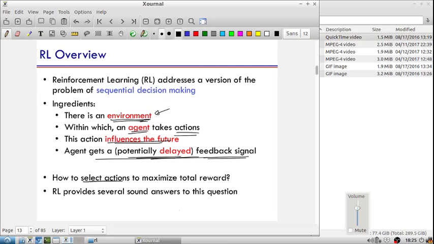And our goal is to select actions to maximize total reward. Remember, last time it was also total reward, a cumulative reward. It's the same thing. But because of this aspect, that actions influence the future, it's not clear what is the best way to approach the question of maximizing total reward. Reinforcement learning is a framework to think of this problem from one point of view in a principled way.